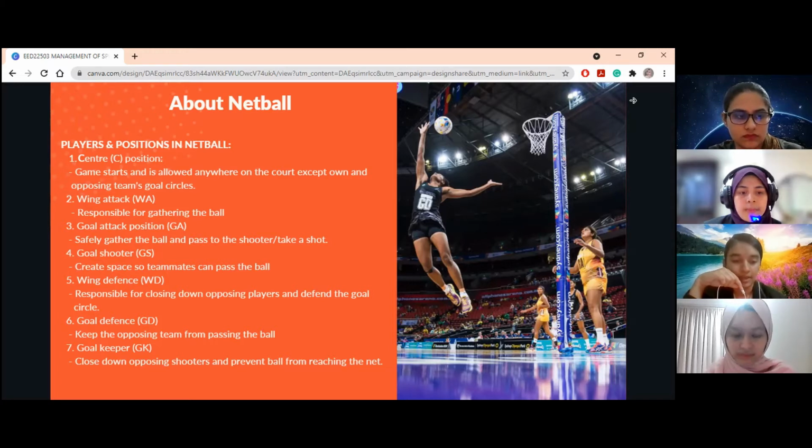Last but not least, we have the goal defense, known as the GD position. This position keeps the opposing team from passing the ball. And lastly is the goalkeeper, known as the GK position. This position is responsible for closing down opposing shooters and preventing the ball from reaching the net.